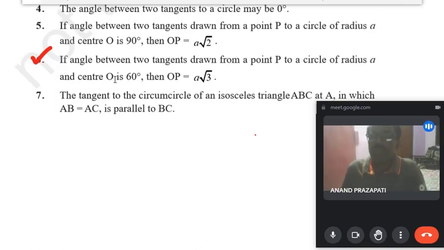Once again I read the question. If the angle between two tangents drawn from a point P to a circle of radius A and center O is 60 degrees, then OP equals A root 3. Let's draw the relevant figure to solve this question.